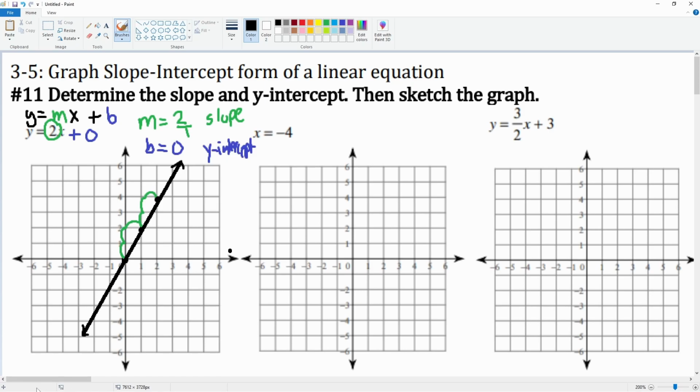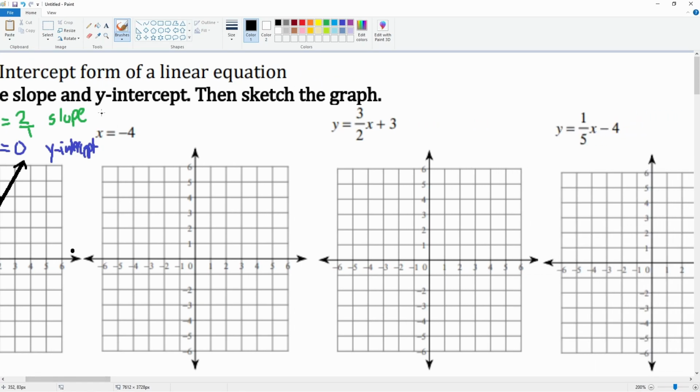Okay, let's do the next one. x equals -4. This one is not in y equals mx plus b. This is just x equals -4. So this is on the x-axis, and this is just where -4 is. It's right there. So this is just going to be a vertical line. This is not even a function here, but that's how it would look. That's x equals -4.